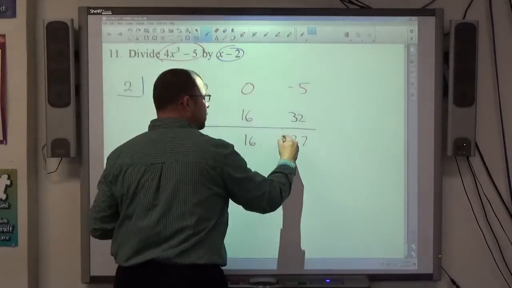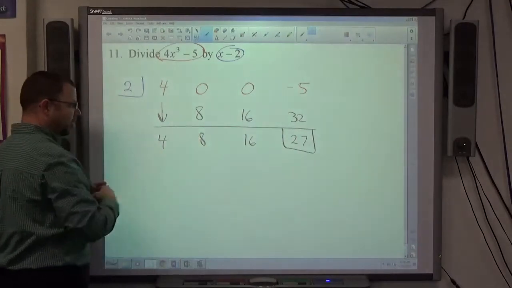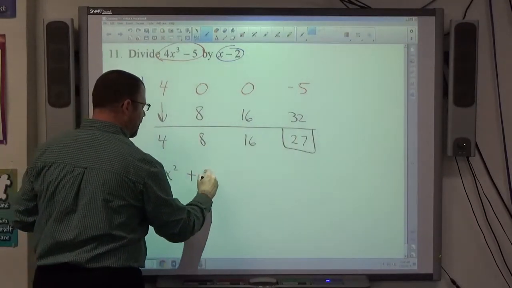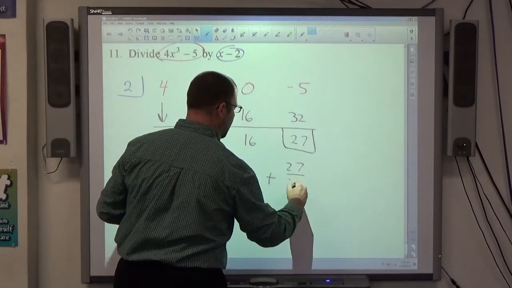The number at the end is the remainder. Everything else is the answer. Constant, x to the first, x to the second. So I'm going to write 4x to the second plus 8x to the first plus 16 plus 27 over x minus 2.